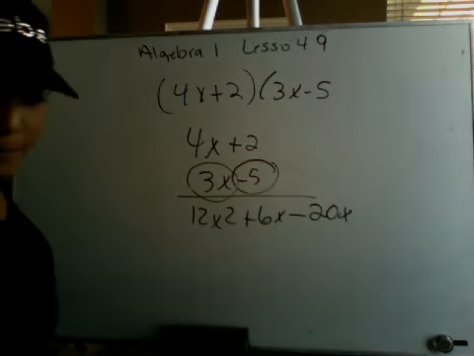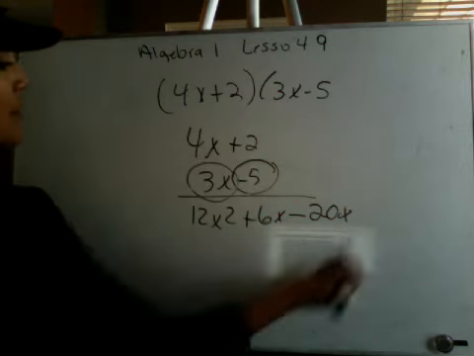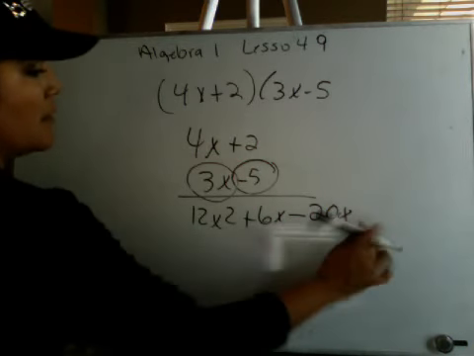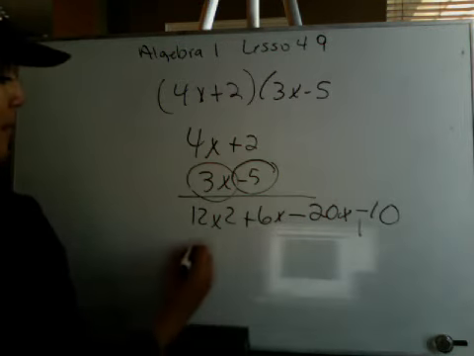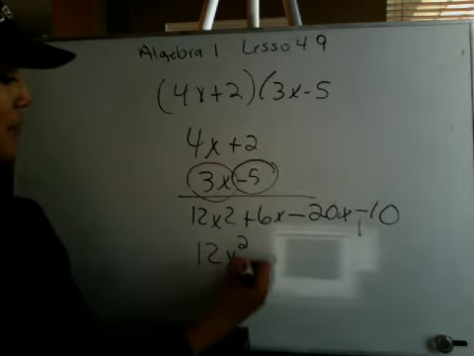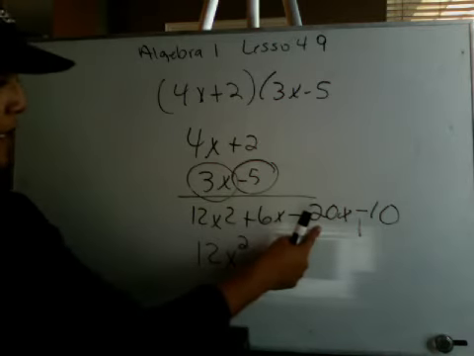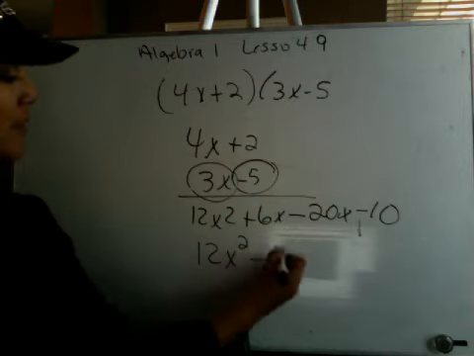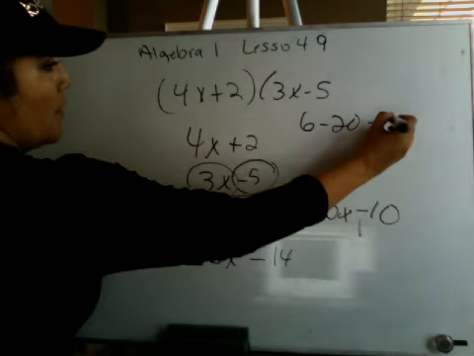20x, and then negative 5 times positive 2 is, whoops, minus 10. These two are alike. There's nothing else for this one to do. And you've got what? A positive 6 and a negative 20 become a negative 14. Because doesn't 6 minus 20 equal negative 14?